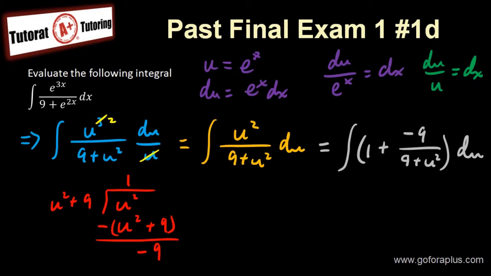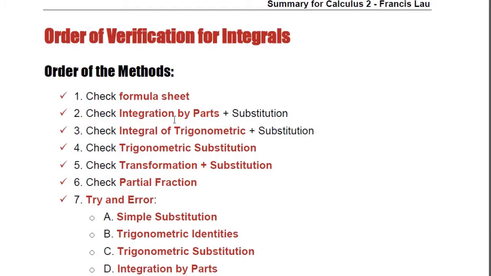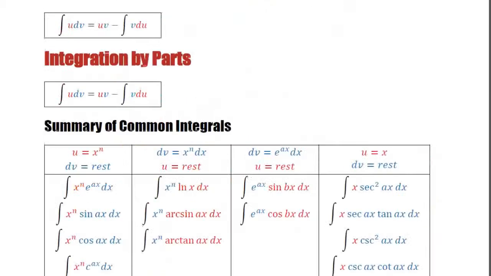There's two terms. The first integral is just 1, right? 1 is basically u, okay? All right, so this is going to be u. Now this is basically minus 9 over 9 plus u squared. Again, you have to look at this order. Is this on the formula sheet? Yes, it is.